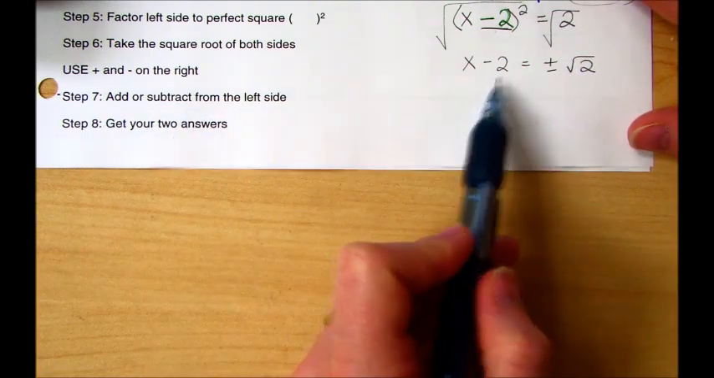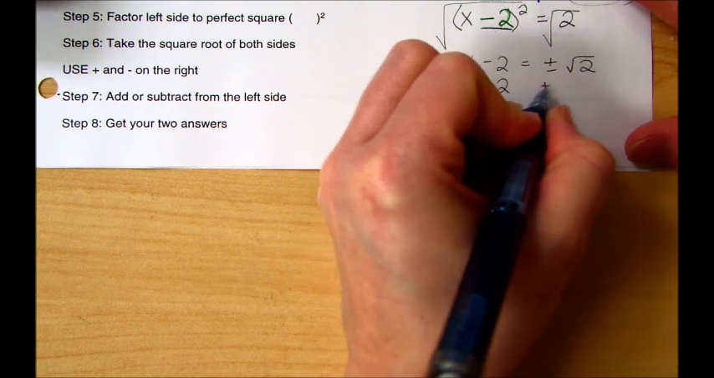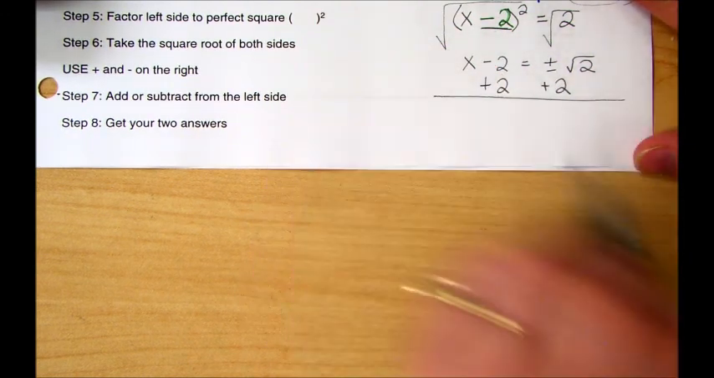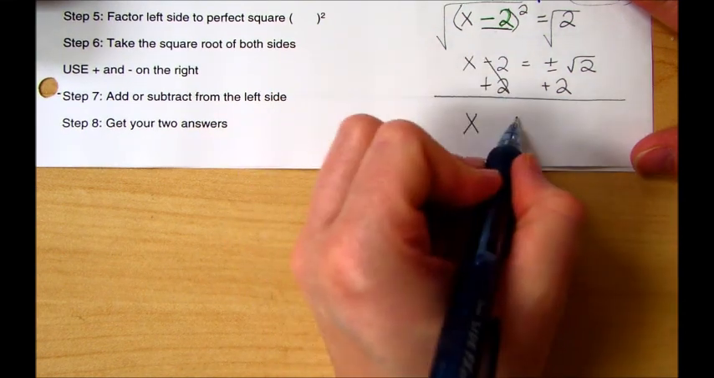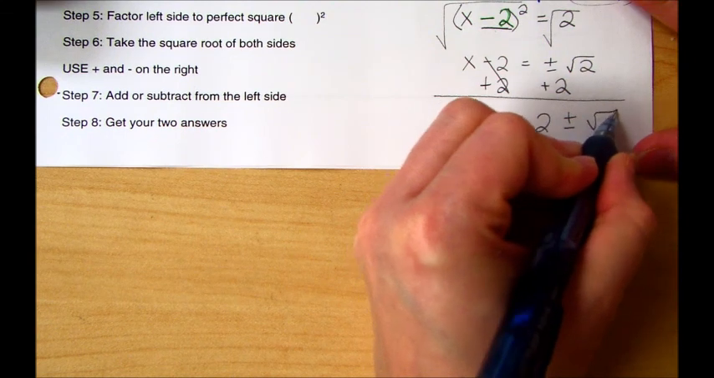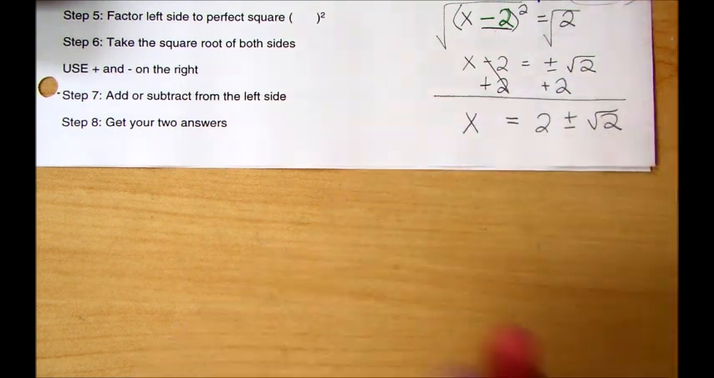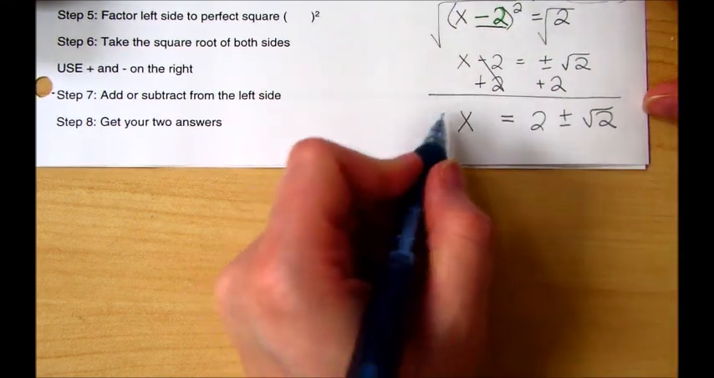Add or subtract the value from the left. So in order to solve for x, we need to add this 2 to both sides. And I promise you're done now. Bring down your x, those cancel. Here's your positive 2, a plus, and a minus square root of 2. So there are 2 answers here. 2 plus square root of 2 and 2 minus square root of 2.